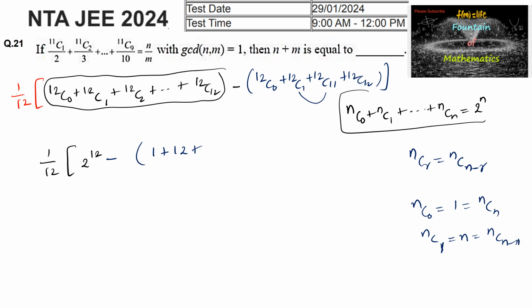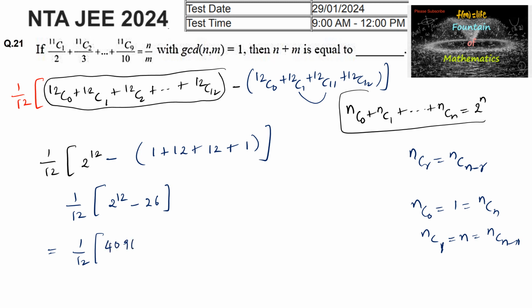So we can write here 12C0 is 1, 12C1 is 12, 12C11 is the same as 12C1, that is 12, and 12C12 is 1. So 1/12 times (2 to the power 12 minus 13, 13, 26). So 1/12 times, 2 power 12 we can write as 4096 minus 26, which is 1/12 times 4070.